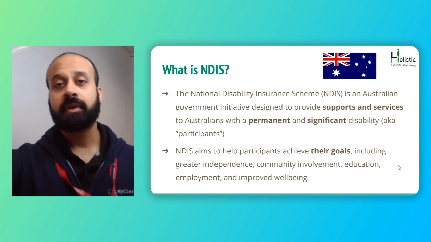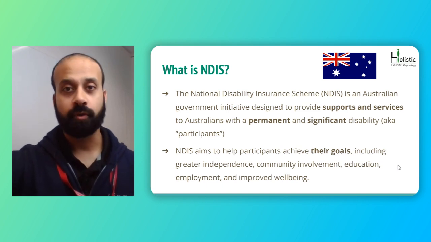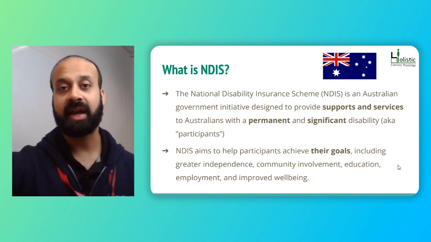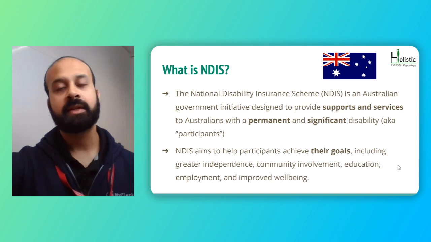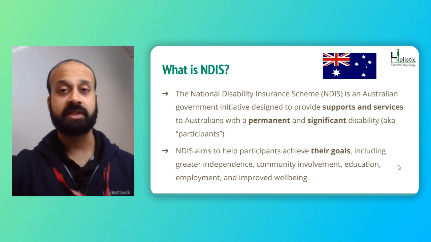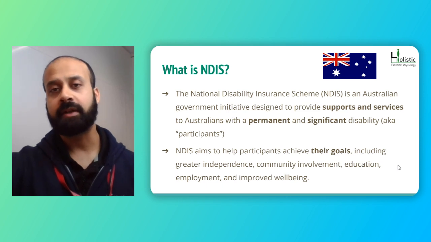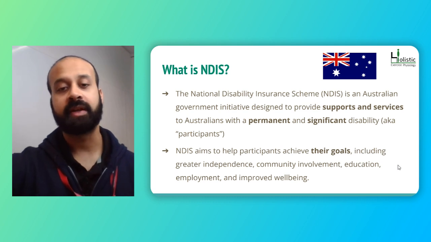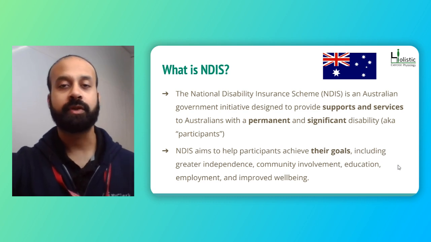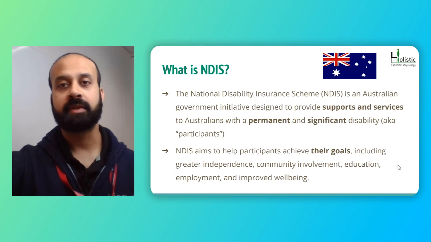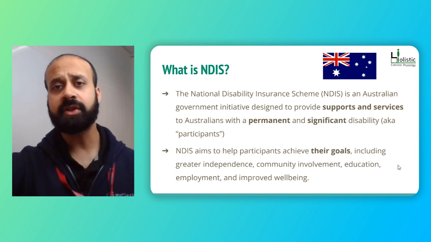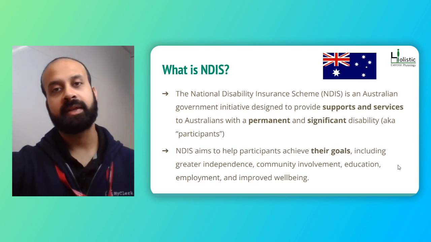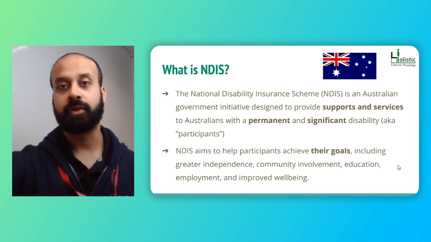The NDIS as a scheme helps these participants to achieve their goals. The goals are very important within the NDIS, and we'll talk about what they look like in the plan. It's funding to help these participants achieve their goals, and they might include things like greater independence, community involvement, education, employment, and improved well-being. Essentially, it's helping these participants overcome the challenges that come with the disability, and still be integrating and getting involved with the community as best as they can.